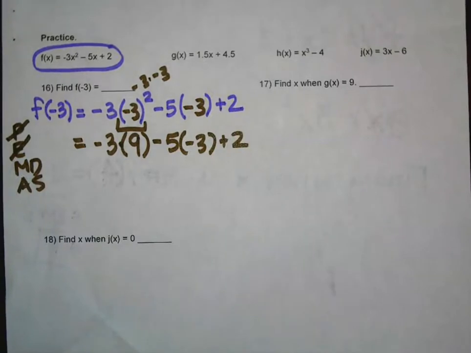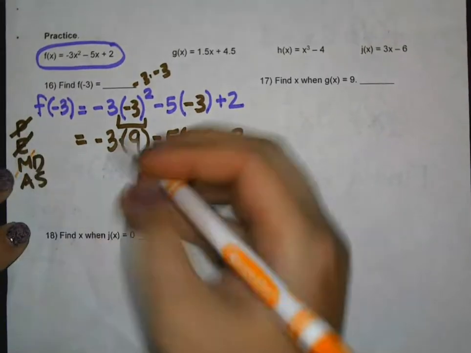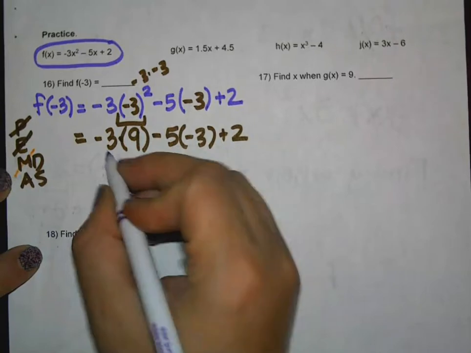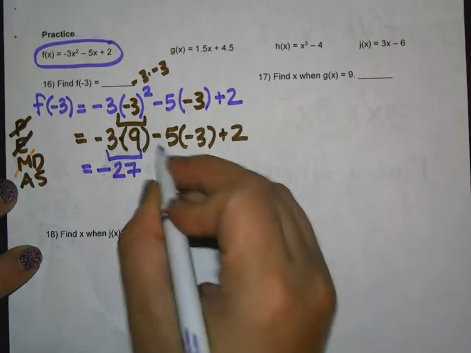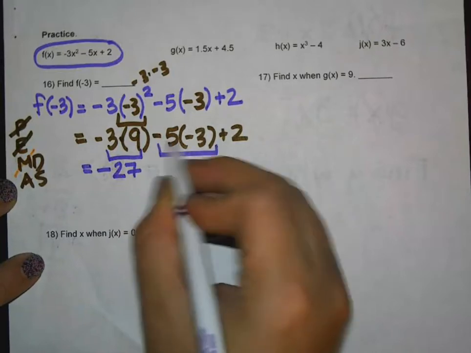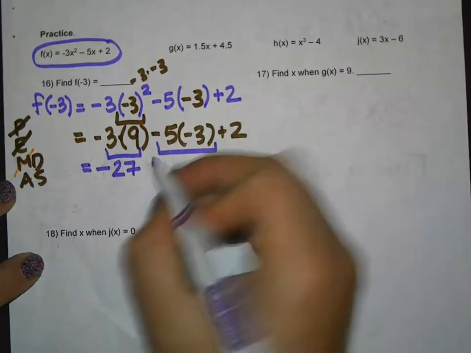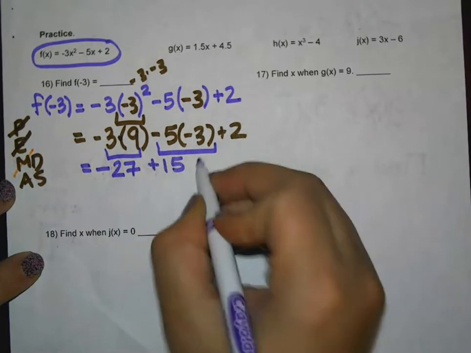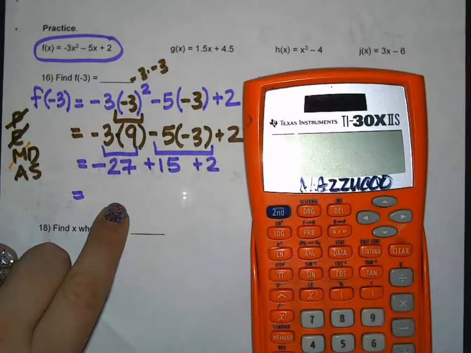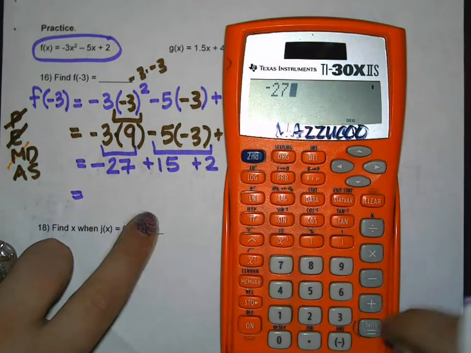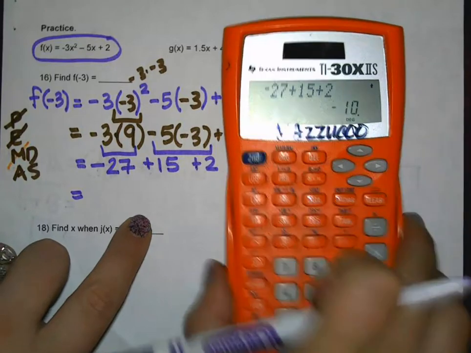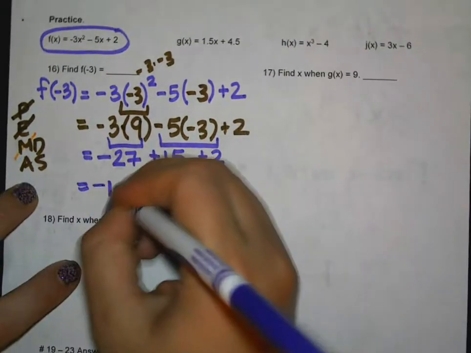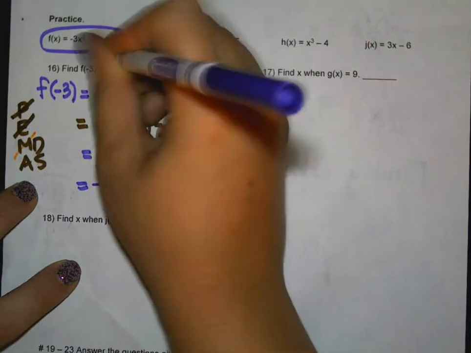Okay, then next in order of operations is multiplication. So we have multiplication here, negative 3 times 9, and multiplication here, negative 5 times negative 3 is positive 15. Okay, and then we have negative 27 plus 15 plus 2. So we get negative 10. So negative 10 is our answer.